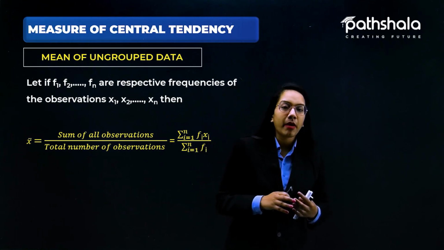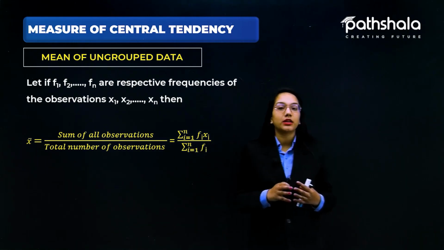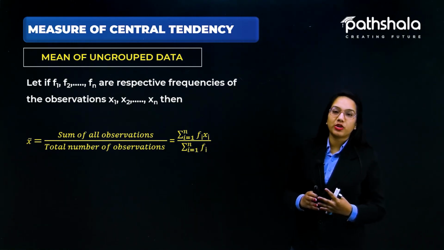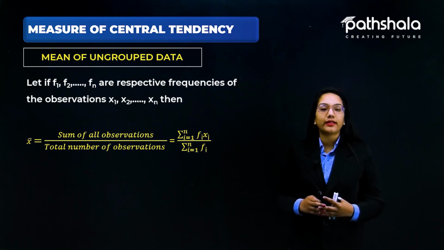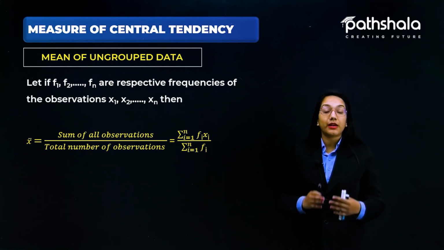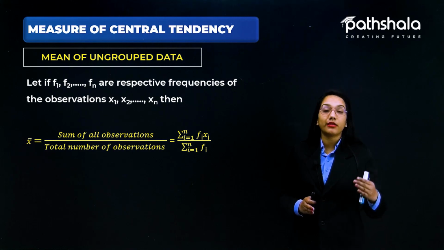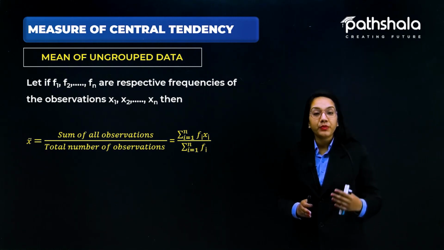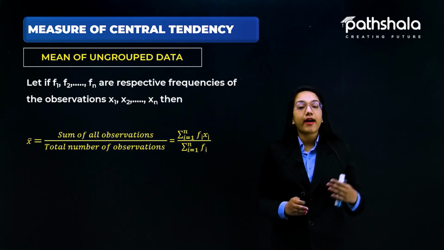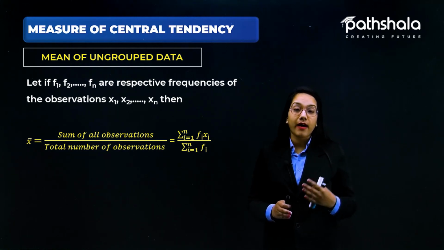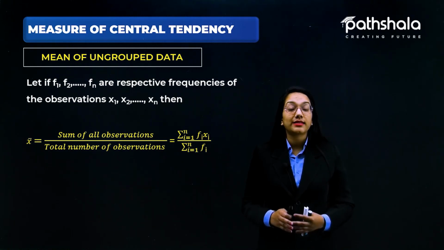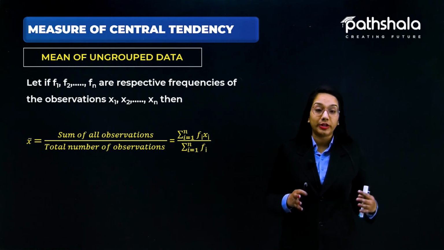So always remember, whenever we have the respective frequencies of the observations, for that case we will always find the mean x bar as nothing but sigma fi xi, where sigma denotes the symbol of sum, that is summation, sigma fi xi divided by sigma fi. This is nothing but called the mean of the ungrouped data.